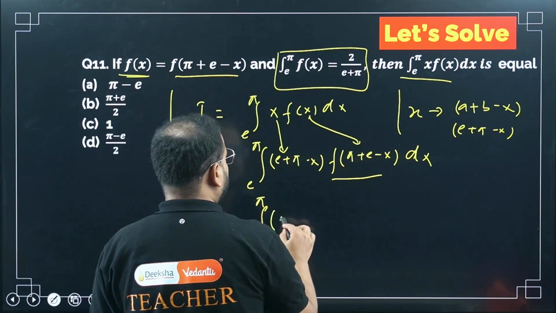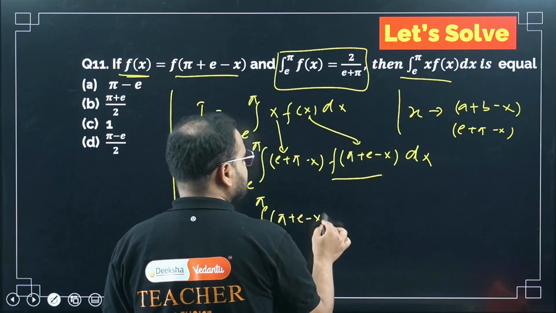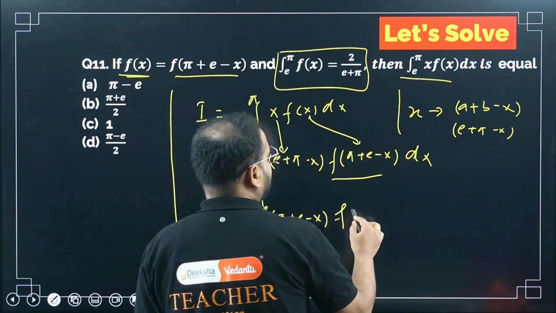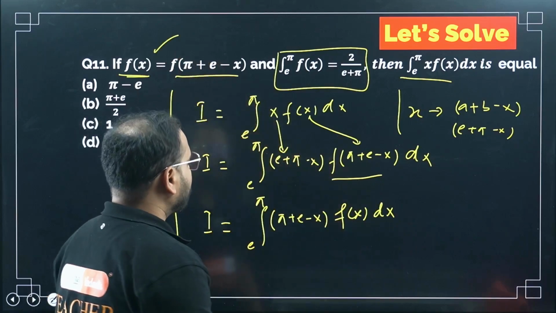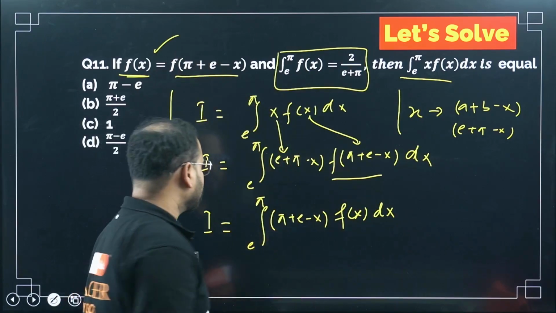This will remain as it is. So pi plus e minus x. This will become what? Simply f of x. Given here. Okay. Now separate this. This is a constant term with minus x, so I can separate this.